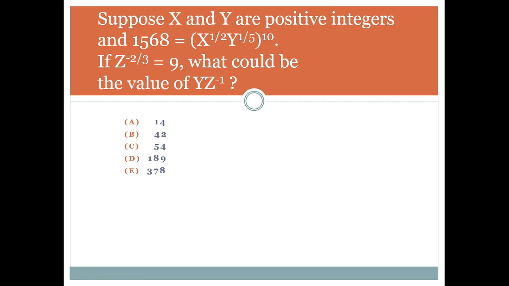If x and y are positive integers and 1568 is equal to the quantity x to the 1/2 times y to the 1/5, all raised to the 10th, and z to the negative 2/3 is equal to 9, what could be the value of y times z to the negative 1? This is a case where you need to follow the exponent rules.